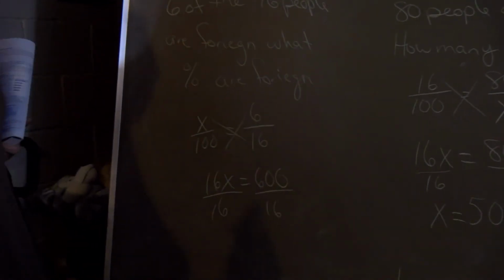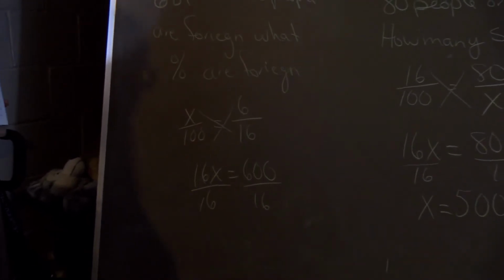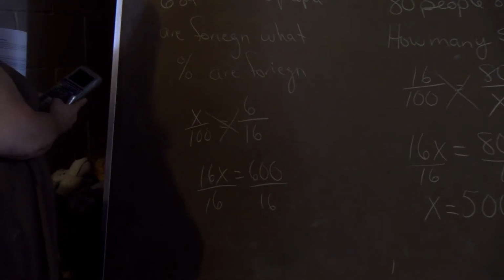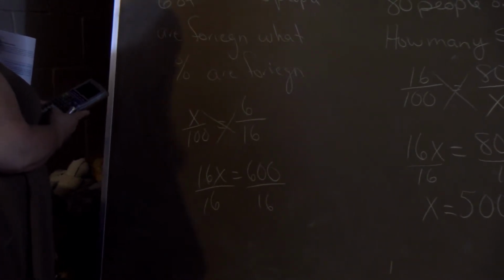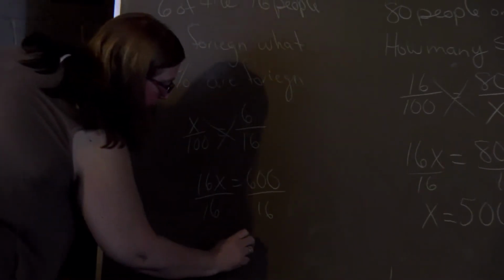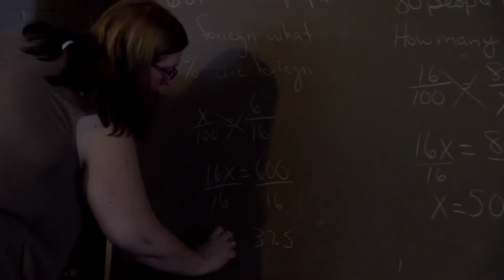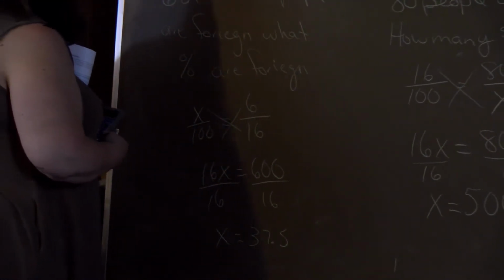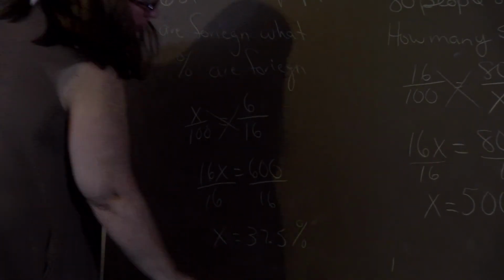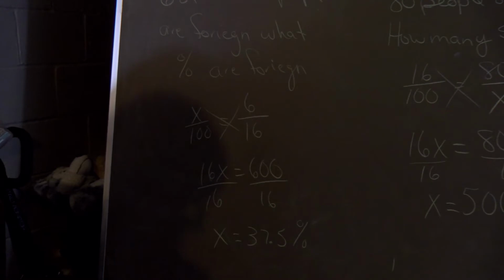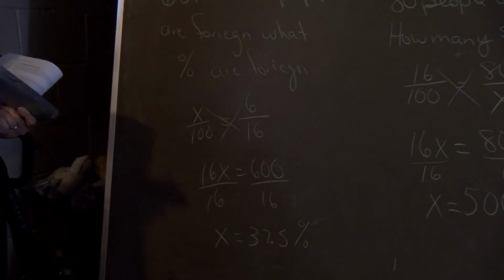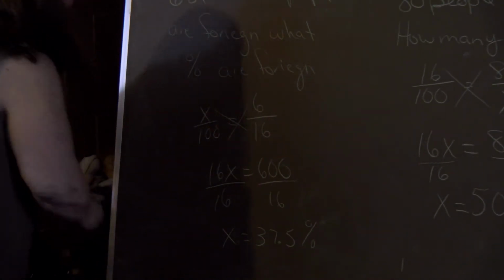So as long as you set your proportions up properly, after that it's simple, just cross multiply and divide. So we get 37.5%. So 37.5% of the people were foreign. There's one more I want to go over.